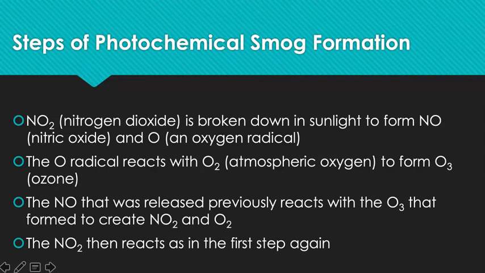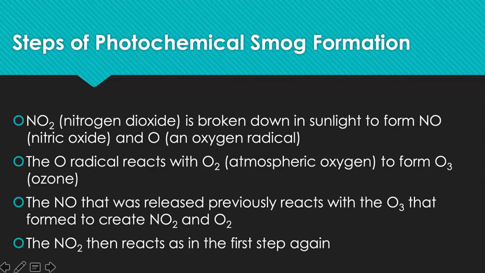Sunlight is going to react with them, and they are going to form NO, or nitric oxide, and an oxygen radical, so a single O. So NO2 breaks apart, and it forms NO and O. That single O radical is then going to go react with oxygen to form ozone, similarly to the reaction we just looked at. Then what will happen is the NO, the nitric oxide that was released from the first step, is going to react with the ozone, and that was formed in the second step.